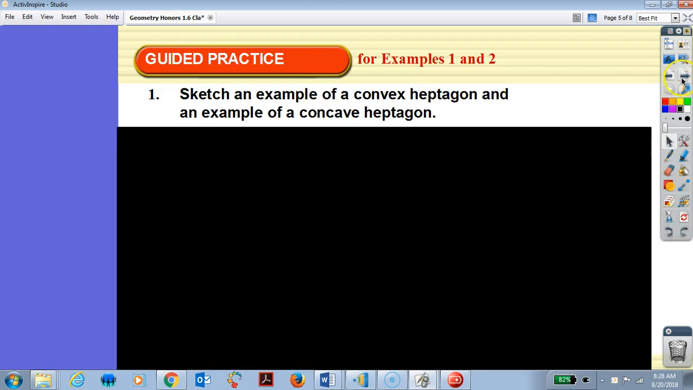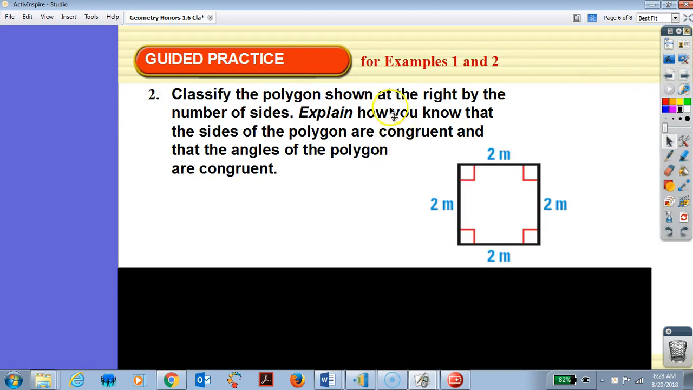All right, so moving on. Classify the polygon shown at the right by the number of sides. How many sides? 4, and 4 sides is a quadrilateral. Explain how you know that the sides of the polygon are congruent. Because they're all labeled as 2, and 2 equals 2, which equals 2, which equals 2. So yes, this is an equilateral quadrilateral, right?